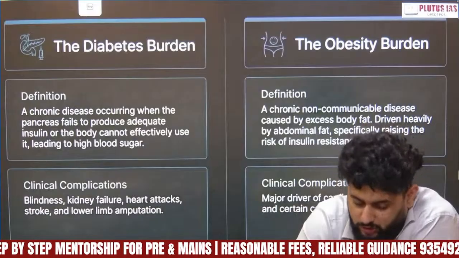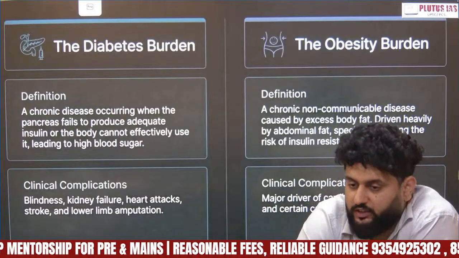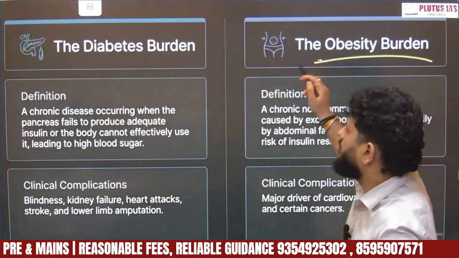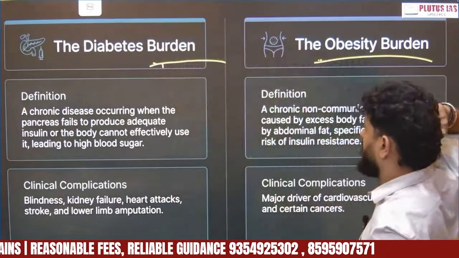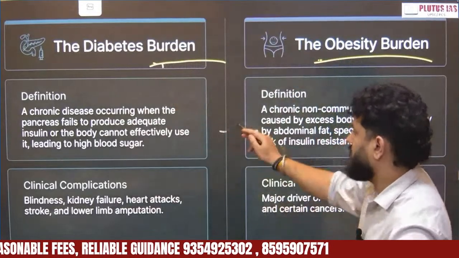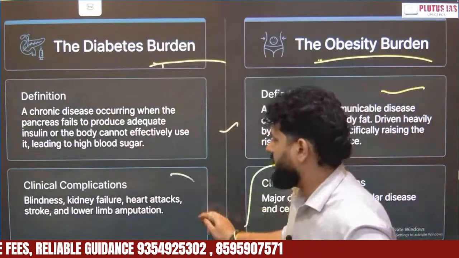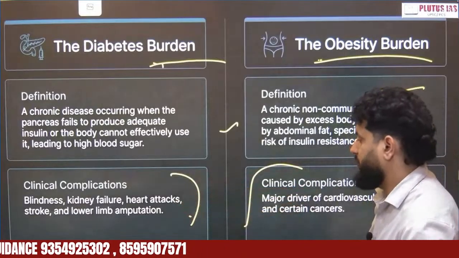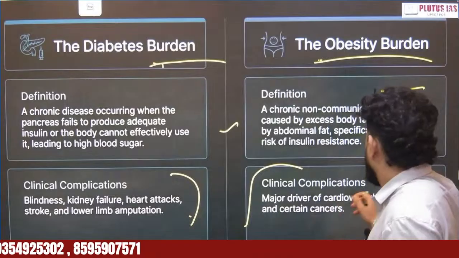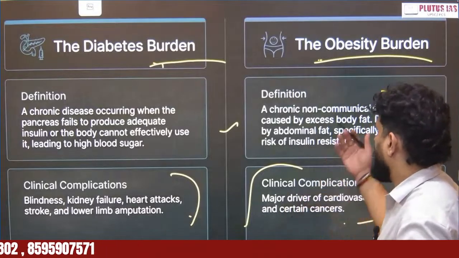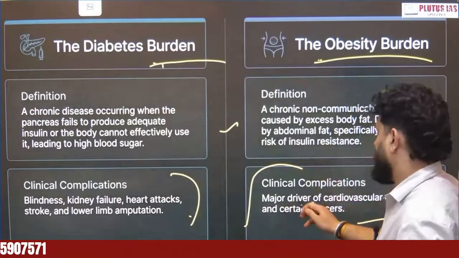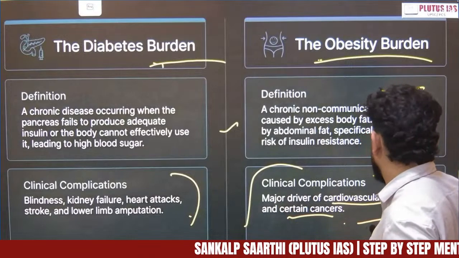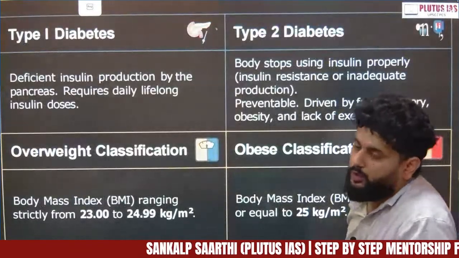So low blood pressure or allergic reactions are the potential side effects of these things. So this is the 2-point logic where we are talking about the diabetic burden and the obesity burden. So this is the definition behind this, and these are the clinical complications like blindness, kidney failure, heart attack, strokes, and lower limb amputations. और उसके अलावा जो ओबेसिटी से रिलेटेड आएगा, उसमें क्या आएगा? Major driver for cardiovascular diseases and certain cancers. So these are harmful drugs, right?